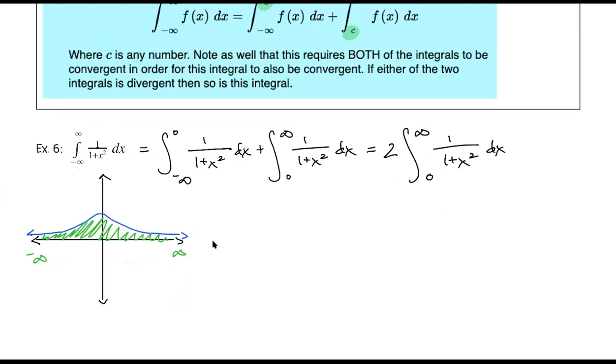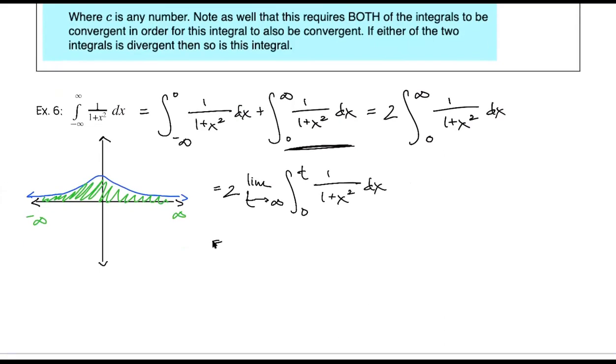So we need to find out, does this one converge? And if it does, then the other side by symmetry is also going to converge. So let's keep that 2 out in the front. We're going to take a limit as t approaches infinity from 0 to t, 1 over 1 plus x squared dx.